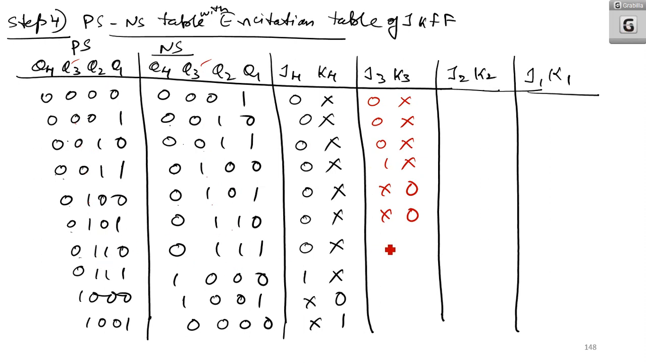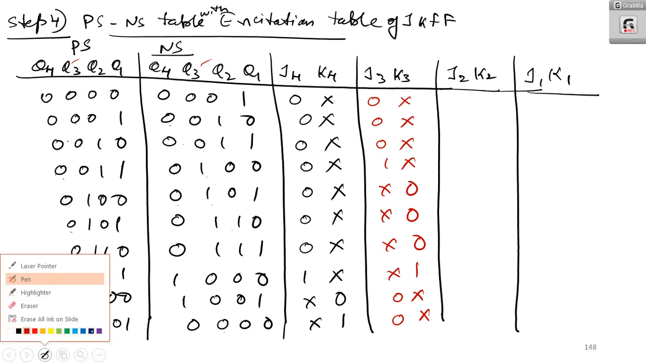1 to 1, don't care 0. 1 to 0, it is reset, so it is don't care 1. Right. 0 to 0, it is 0, don't care. 0 to 0, it is 0, don't care. So you got J3 and K3. Now coming into J2 and K2.